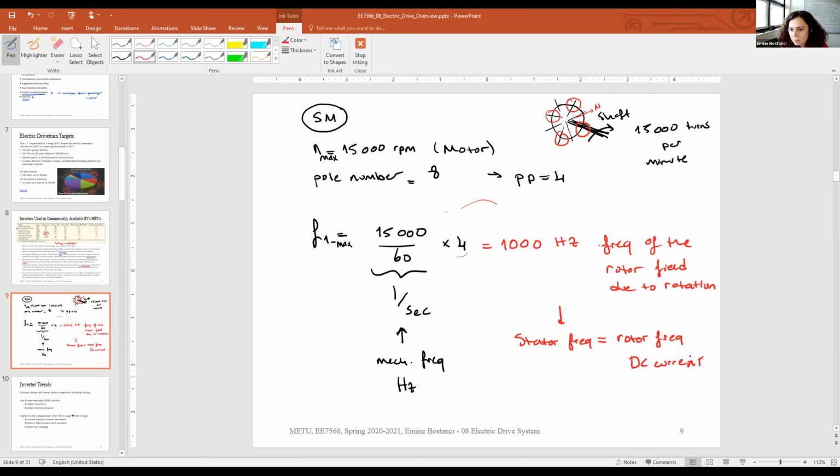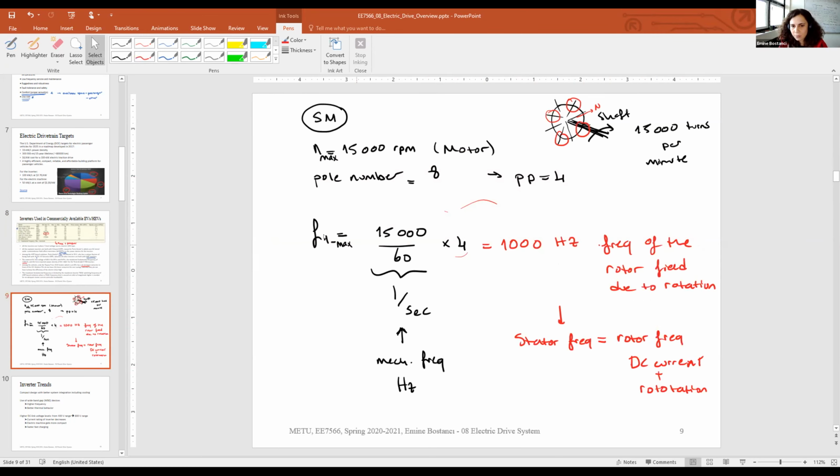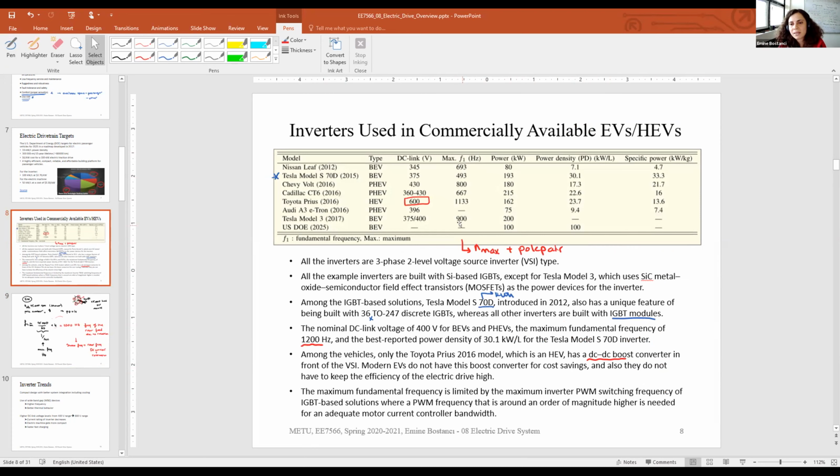And in this table, what is put here, this F1, is basically this value: the maximum speed of the vehicle divided by 60, because it is given in RPM, multiplied by the pole pair number. And what you can see is these maximum frequencies are all below 1,200 hertz. Actually, they are usually below 1,000 hertz.